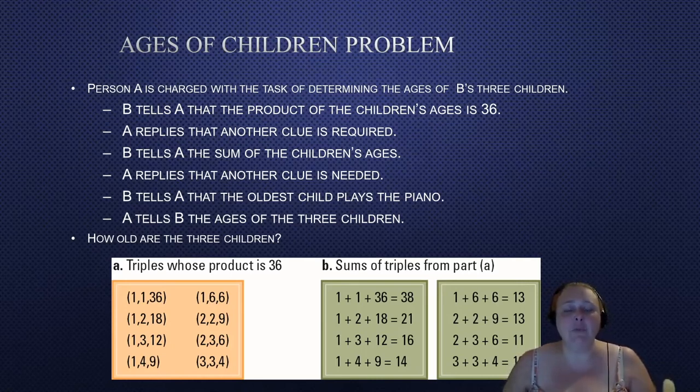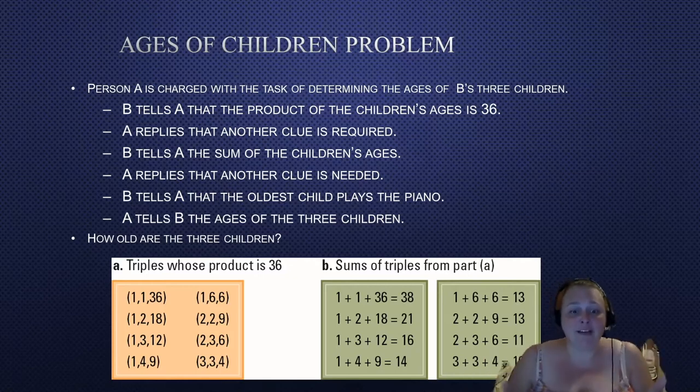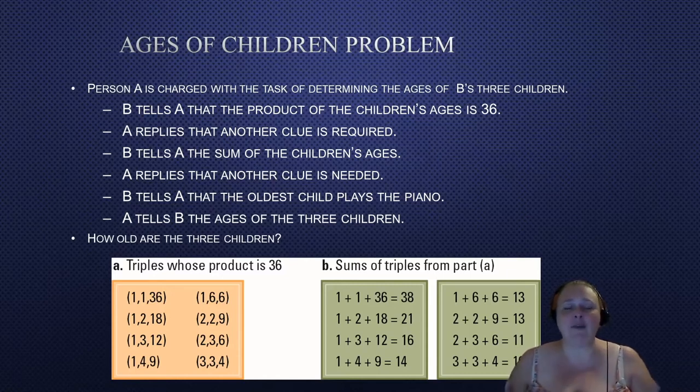Okay, so we went from an infinite number of pairs down to 8. Okay, so we've got 1 1 36, 1 2 18, 1 3 12, 1 4 9, 1 6 6, 2 2 9, 2 3 6, 3 3 4. Okay, that could be part A. Just taking that one piece of information, that one little clue, and applying it.